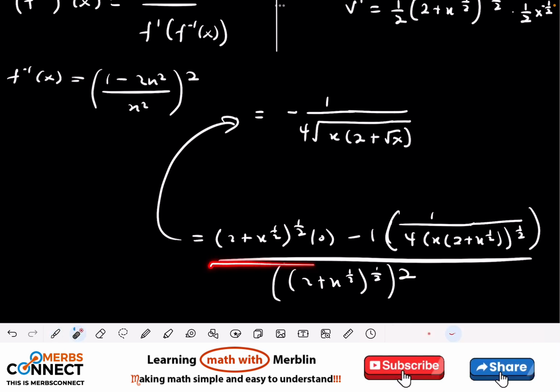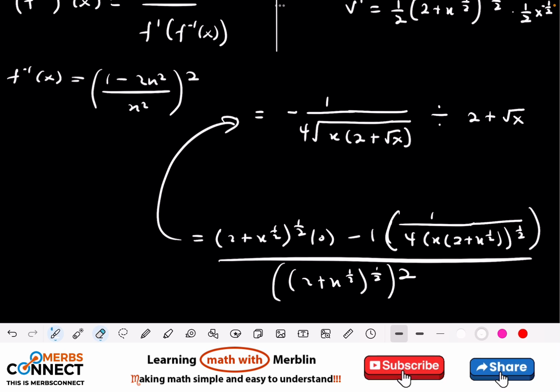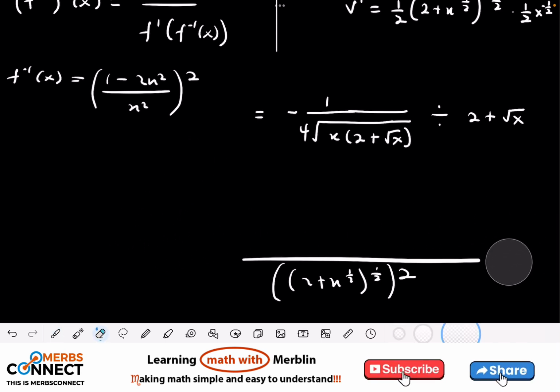Then divided by. So for the divided by, I'll do it this way. Now, as I said, this will cancel this. So it will be left with this. So divided by 2 plus, this guy here can be written as root x. Right. So since we've gone through this process, let me clean this and clean this one too. Good.